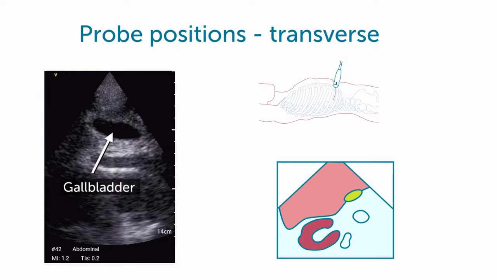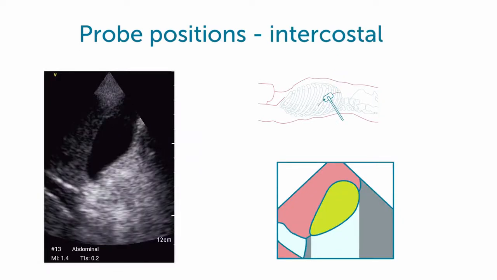But as I told you, most of the patients are not in a position that they inhale maximum. So this intercostal view gives you a nice view onto the gallbladder, the portal vein and the adjacent bile duct lying close to the portal vein.